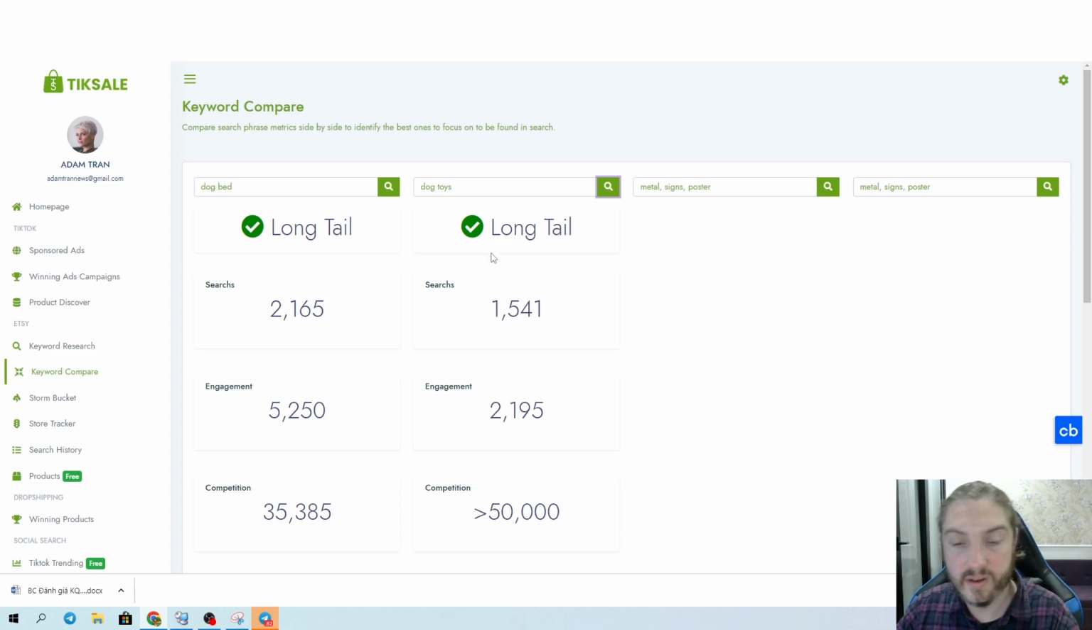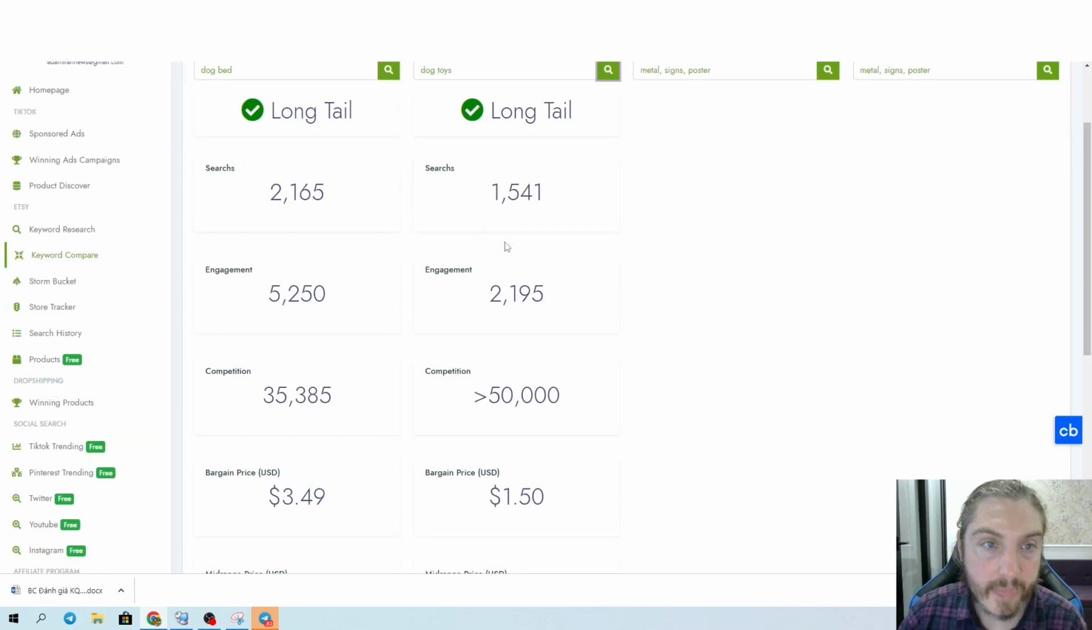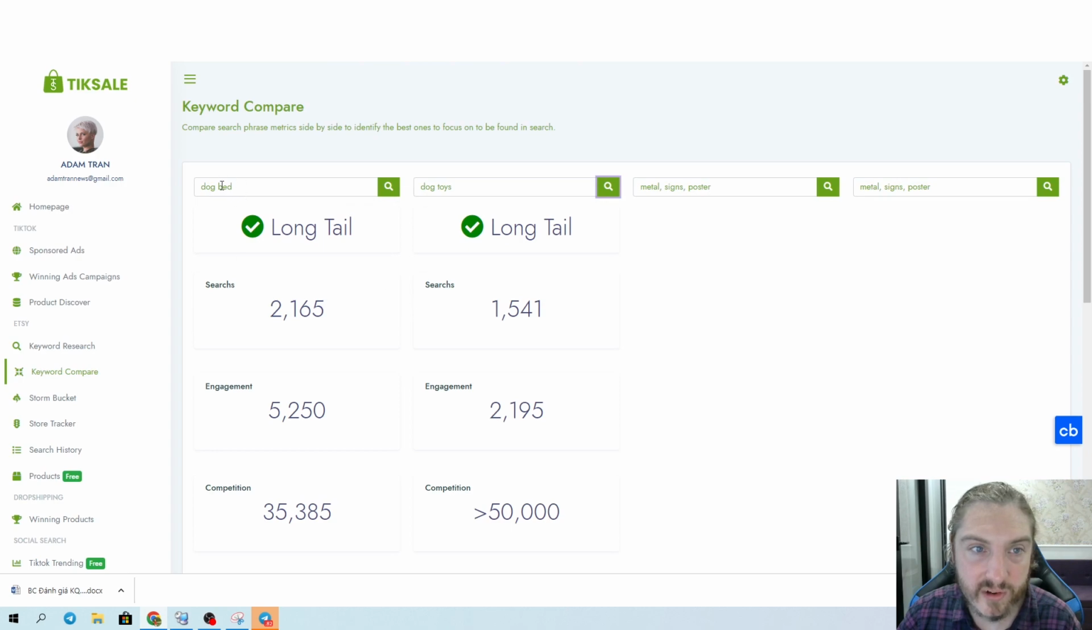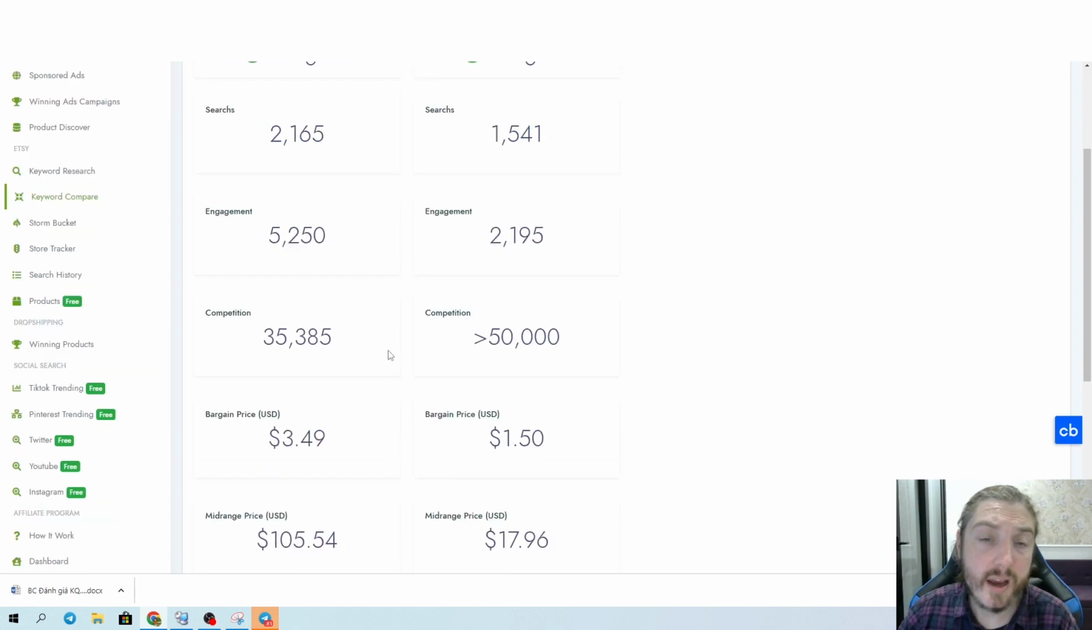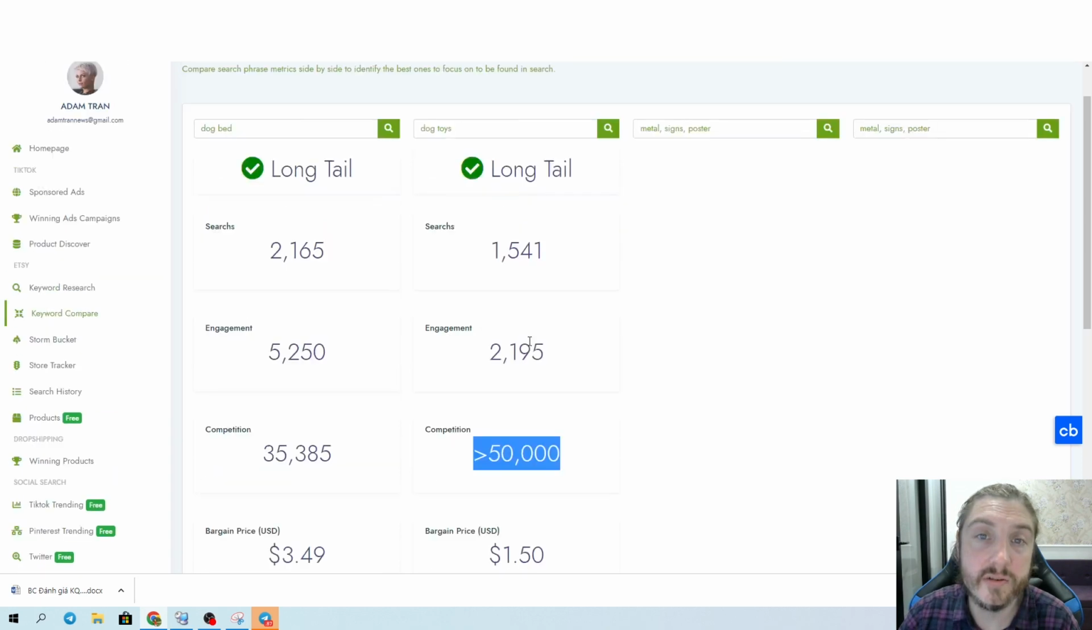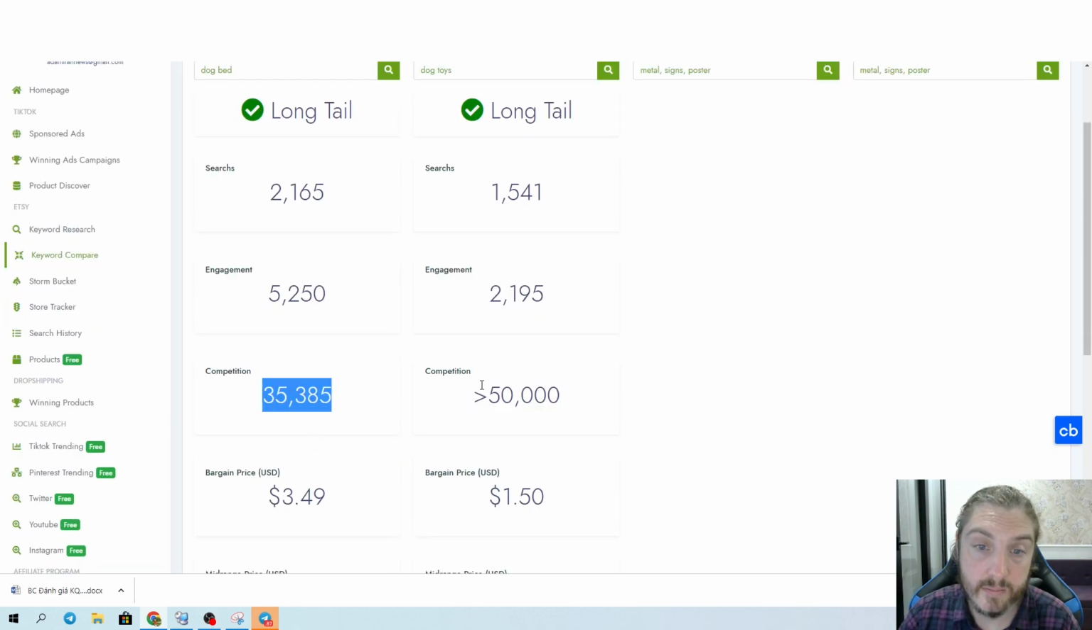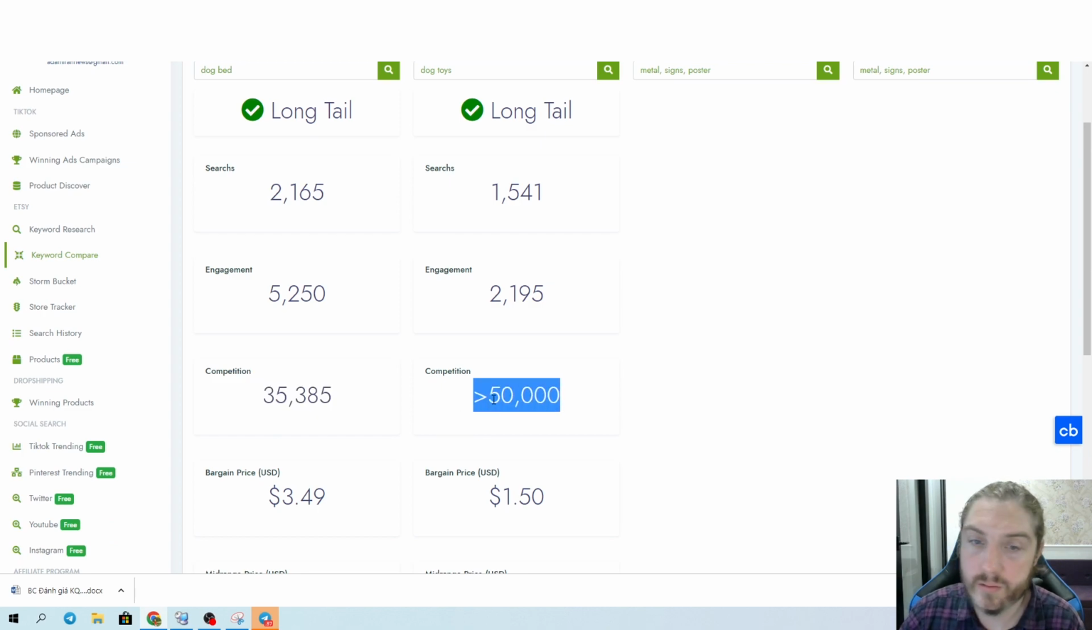Very good. Again, you can see you can add more keywords or more tags, and this will help you decide them. We have searches, so we can see that more people are searching for the beds rather than toys. Again, with engagement, much more engagement on the beds rather than toys. Competition now, so there's a lot more competition for the toys than there is the beds. This is 50,000 plus, so this could be much higher, right? This could be 60,000, 70,000, 80,000, 100,000, we don't know. But this one, 35,000, which is good. It means that there's less competition. I mean, there is still 35,000, but there's less. So this could be a really good product.